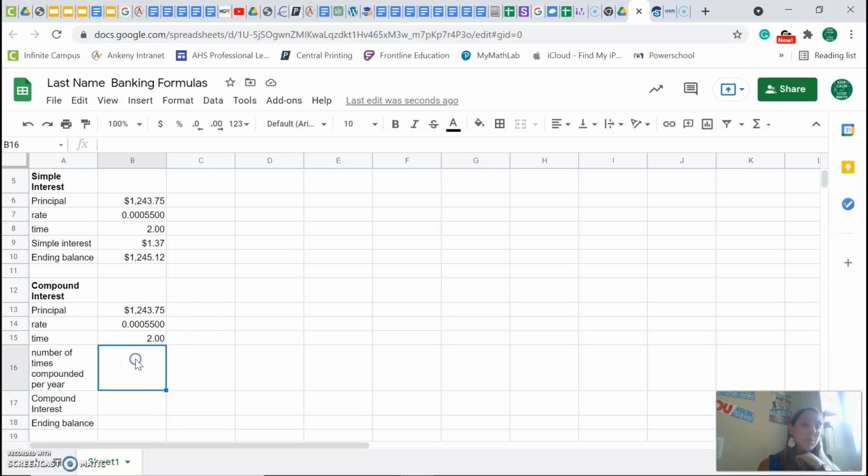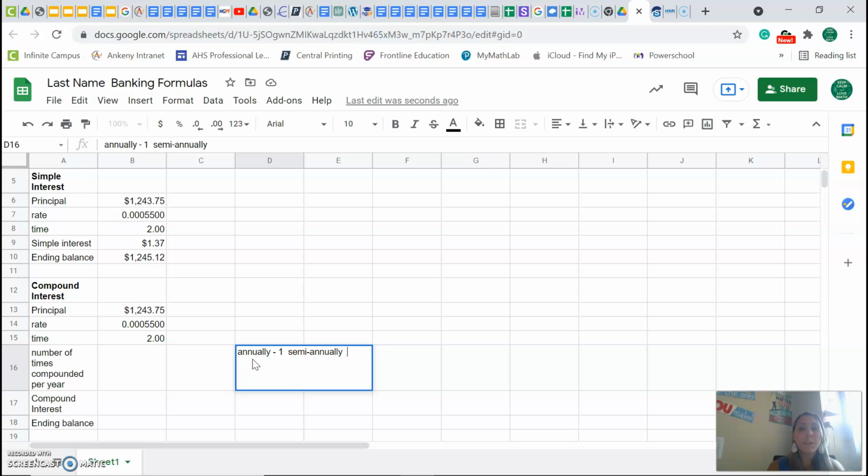The next thing I want to do is go over to D16. And we want to put in our little cheat sheet. So if it's being compounded annually, then that is going to be 1. And so I'm going to create some space. If it's being semi-annually, then that is 2 times a year. If it's being compounded quarterly, then that's happening 4 times.